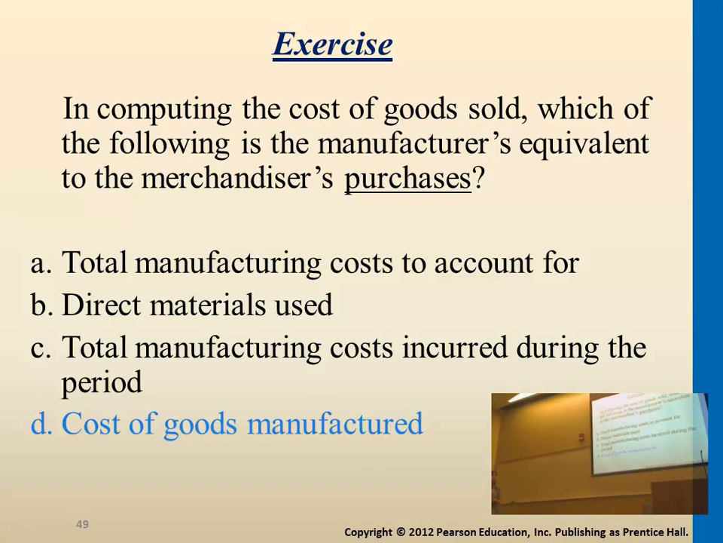Okay, direct materials is only part of it. Total manufacturing cost to account for is still only part of it, not considering ending work in process yet. Total manufacturing costs incurred during the period, again, it's here. Yes, that's not considering the ending work in process either. That's the category that appears in the middle here.